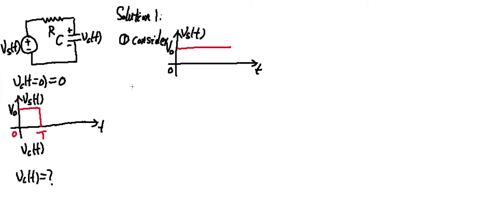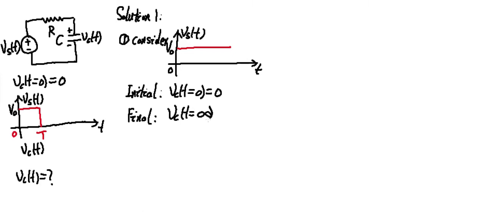According to what we discussed, we can first decide on the initial and the final value. The initial condition is already given, that is Vc at t equal to 0 is equal to 0. And we can also decide what is the final condition, that is when t equals infinity. When t equals infinity, the capacitor is fully charged up. There is no further current going into the capacitor. So all of the voltage from the source is distributed across the capacitor. So Vc is equal to V0.